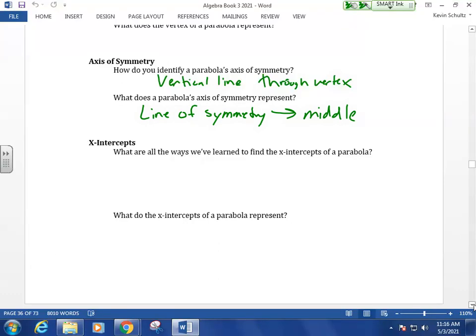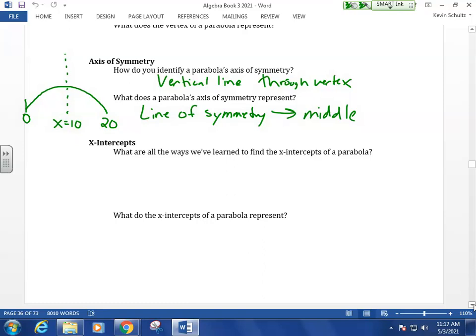Okay. Here's how that can help us. If we know that a soccer ball, for example, is kicked in a perfect parabolic shape, which of course they always are, right? And we know that here's x equals 0, that's where the ball was kicked. If we know the axis of symmetry passes through at x equals 10, boom, the ball went 20 feet before it hit the ground, right? So knowing where that middle or line of symmetry is, that's how we can use it to solve real context problems.